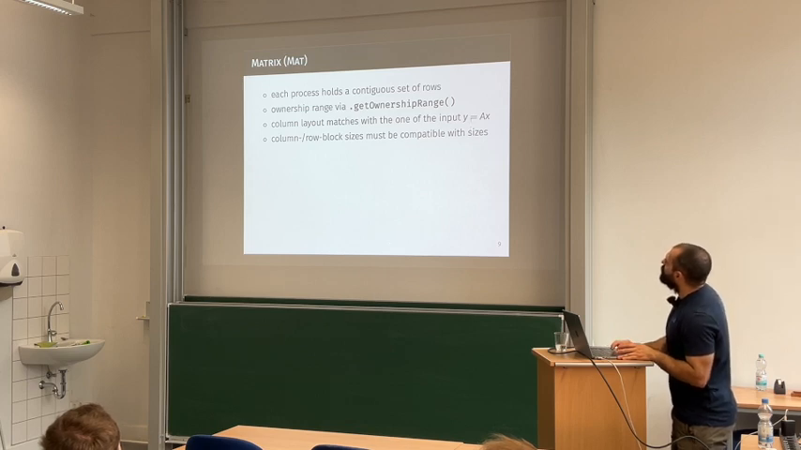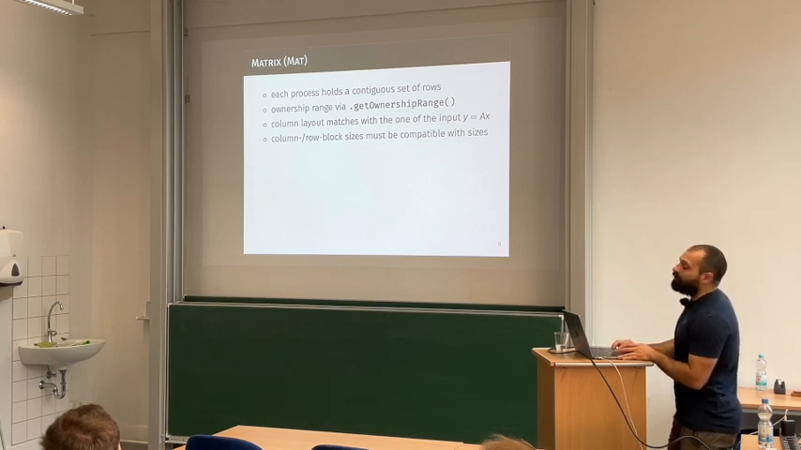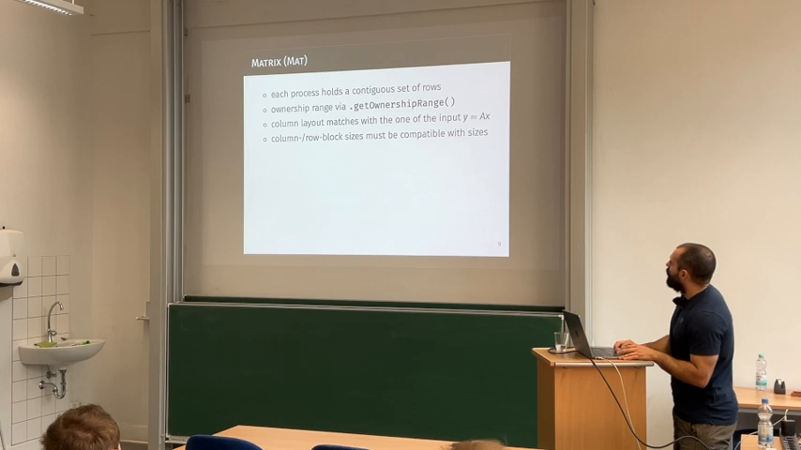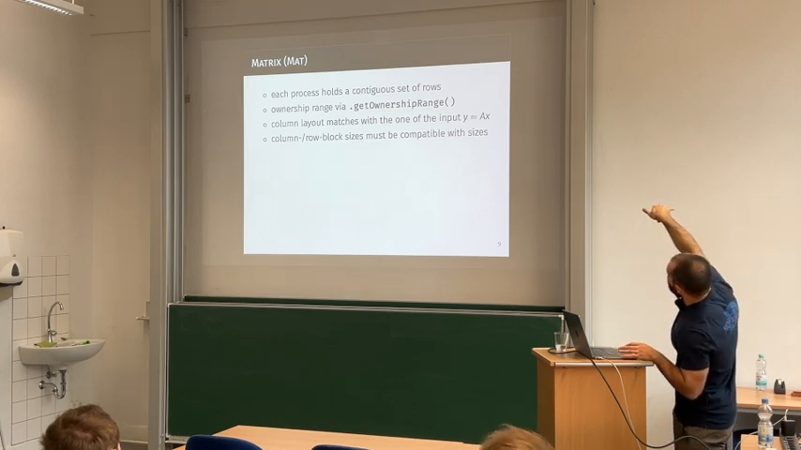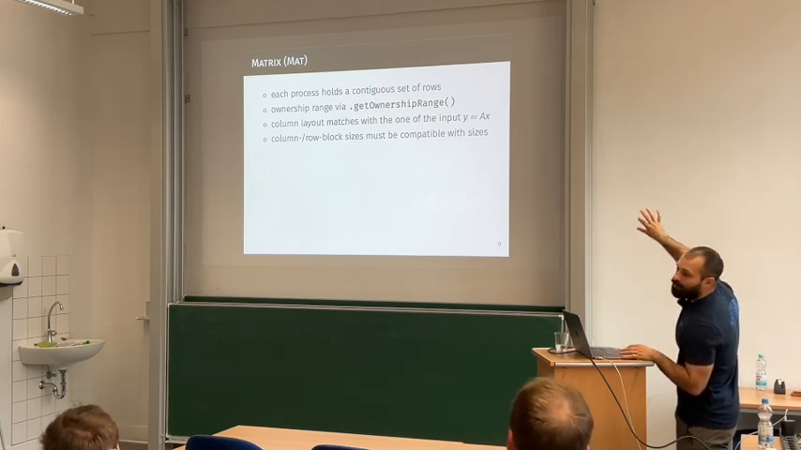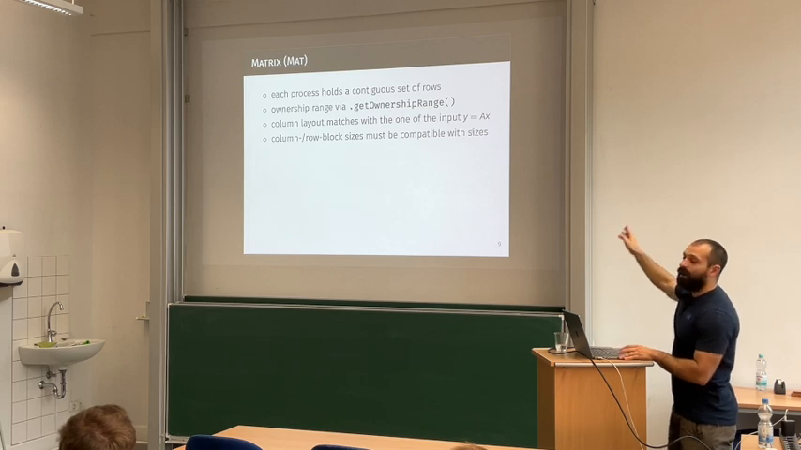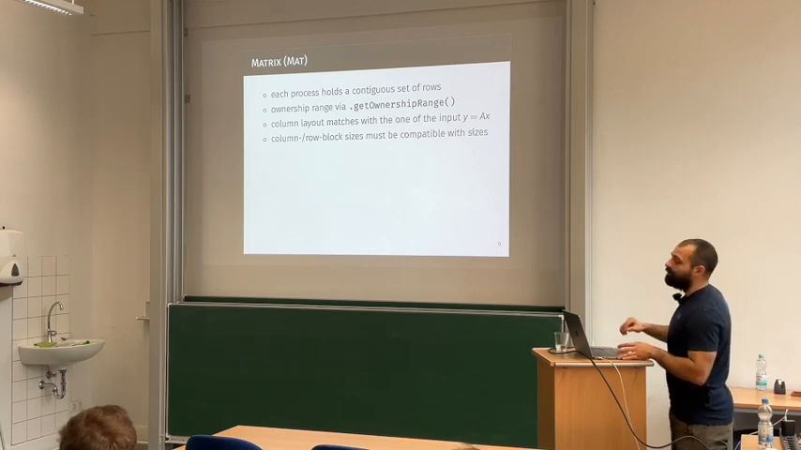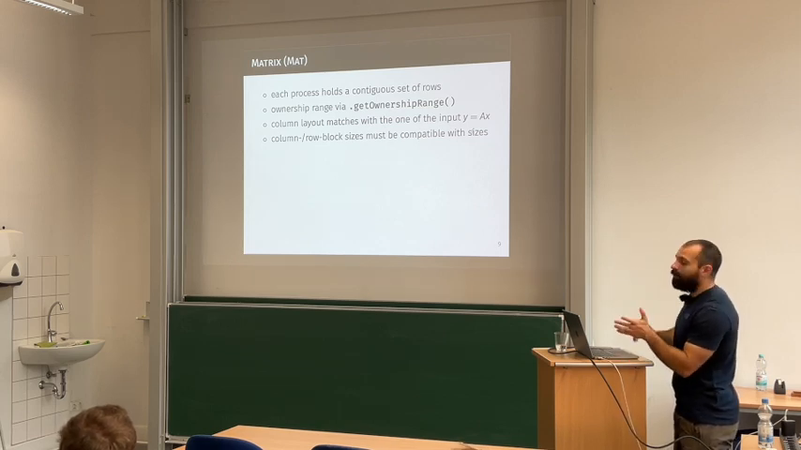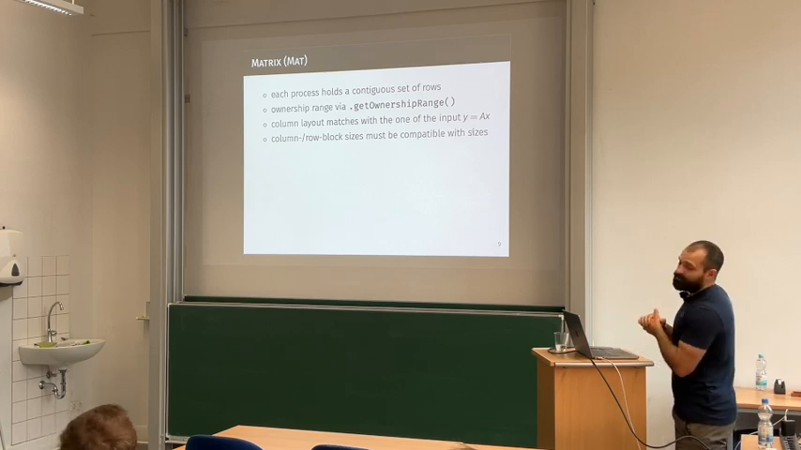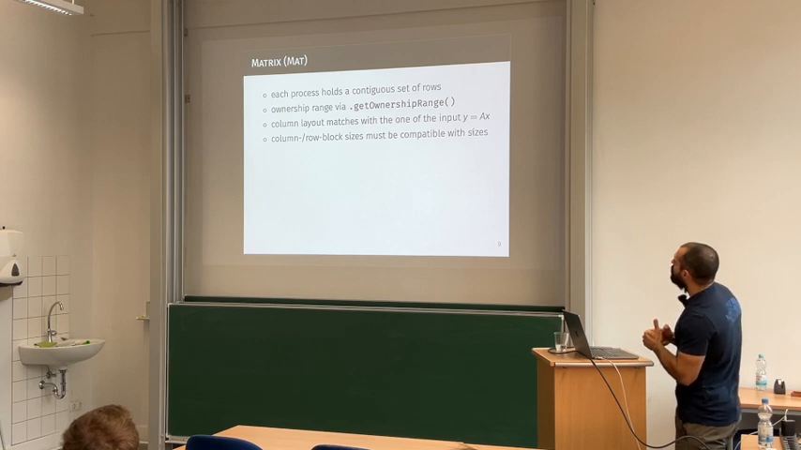As I mentioned, the column layout is just for the matrix vector product, because when we are doing a matrix vector product with x and y, your two vectors x and y may have different layouts. Depending on the layout of x, this will dictate the layout of the columns of A, and the layout of y will dictate the layout of the rows of A. We need to be compatible such that we can do the proper MPI transfers and the proper computations. Just as for vectors, the block size must be compatible with sizes.